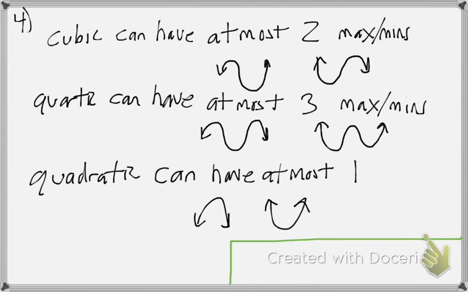So that's definitely something to keep in mind when you're trying to model data. And this one, definitely we need to use the 3 max and mins, which is why the quartic was such a better estimate than the cubic.